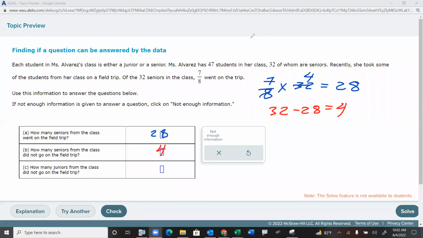And the last one, how many juniors from the class did not go on the field trip? Well, we can tell there are 15 juniors, but we don't know how many went and how many didn't go. So for that one, we would say not enough information. We just can't know. We know the answer is between 0 and 15, but that doesn't really answer the question, of course.